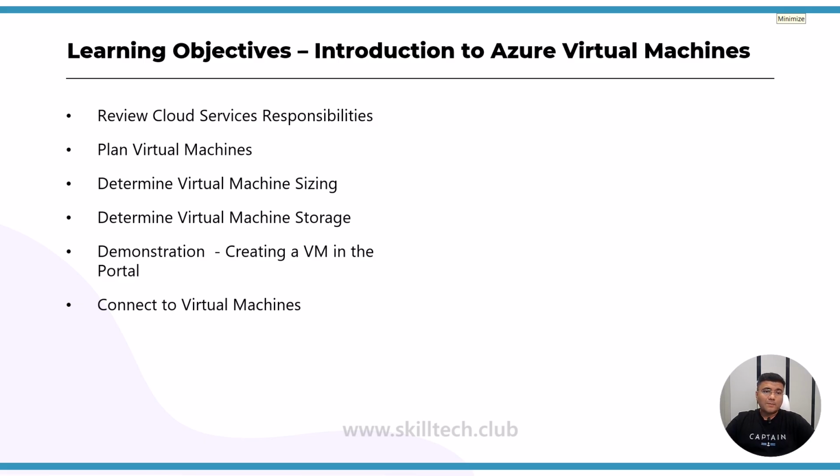Then we'll talk about planning a virtual machine, in which we have to focus on determining virtual machine sizing and what kind of virtual machine storage we are going to use with that. We also have a demo, which we're going to see in the lab part, where we will create virtual machines. And then we'll also talk about how we can connect with a virtual machine securely using Azure Bastion, or maybe we can connect directly with RDP or SSH ports.